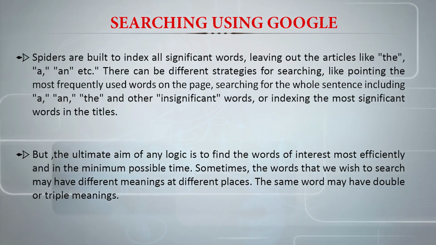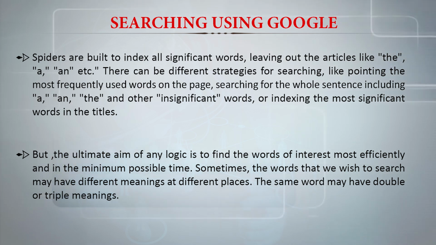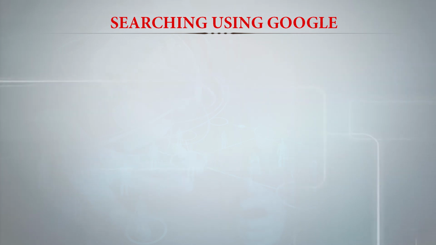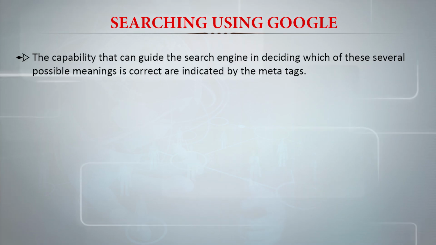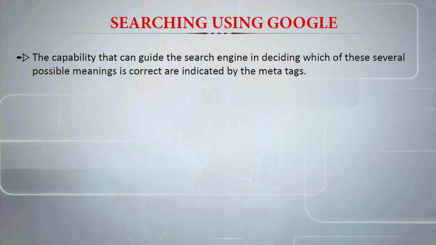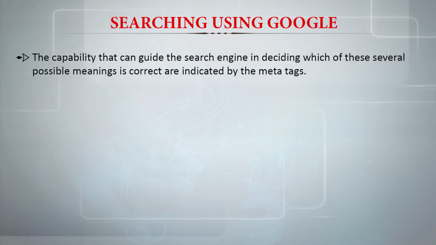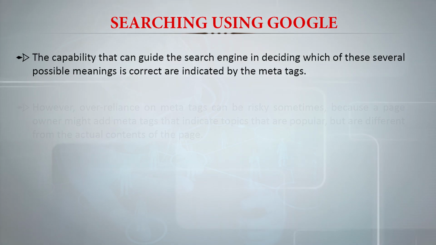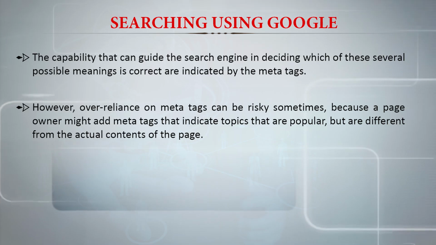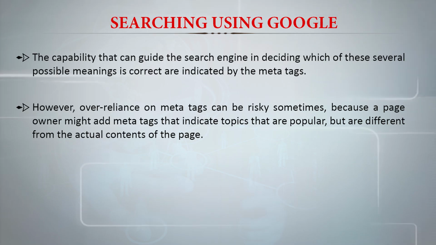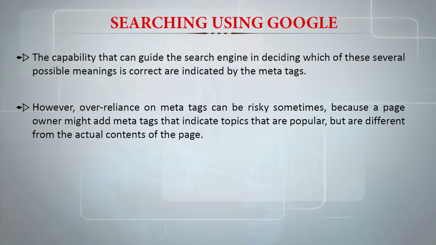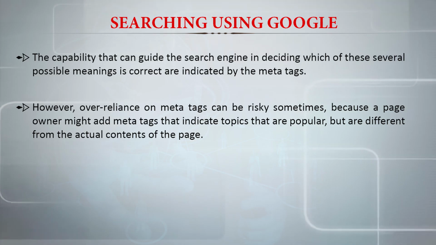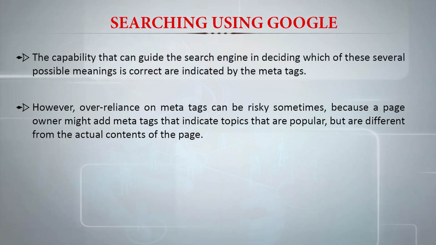Sometimes the words that we wish to search may have different meanings at different places. The same word may have double or triple meanings. The capability that can guide the search engine in deciding which of these several possible meanings is correct is indicated by the meta tags. However, over-reliance on meta tags can be risky sometimes, because a page owner might add meta tags that indicate topics that are popular but are different from the actual contents of the page.